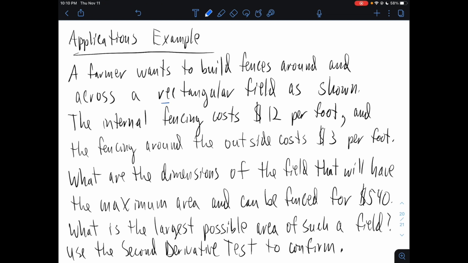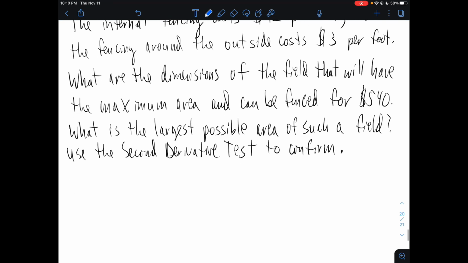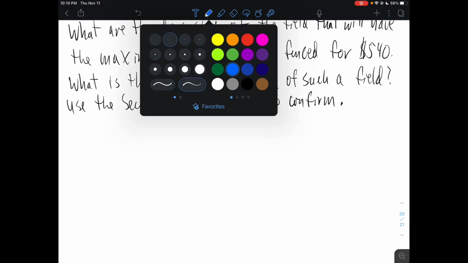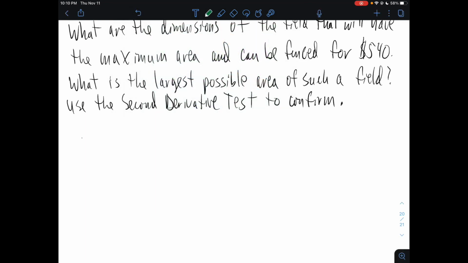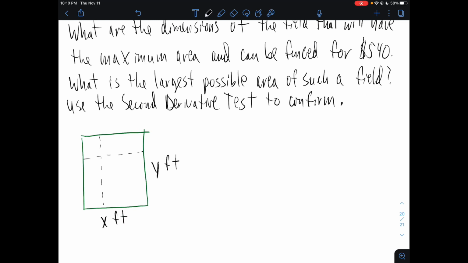So the rectangular field that's shown, you can find this. This is problem number 5 on page 123 of your course packet. That field looks like this. We've got this rectangular shape, but then it has fences on the inside. Like this. And we've got y feet and x feet for our dimensions.